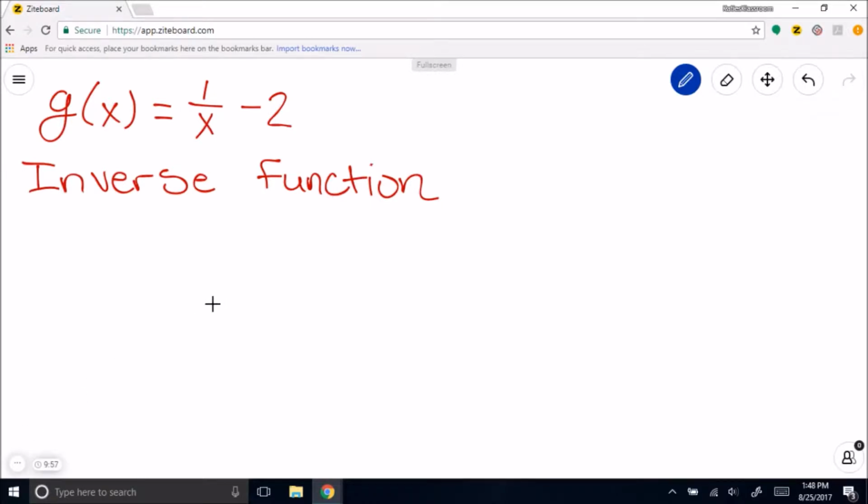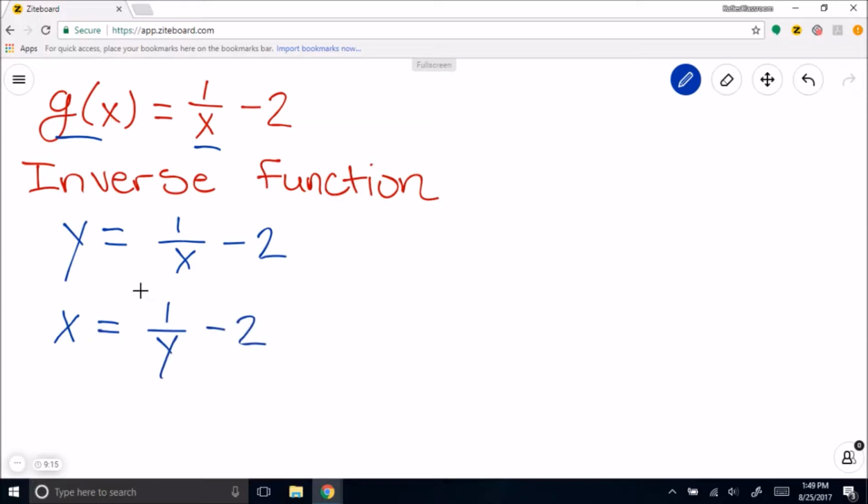Here is my first example for inverse functions. We have g of x equals 1 over x minus 2, and I want to know the inverse of this function. For me, it's easier to remember that I can write this equation as y equals 1 over x minus 2 as well, because switching the g of x and the x and solving is how you find the inverse function. So it's easier for me to think, okay, I switch the x and y instead of I switch the g of x and the x.